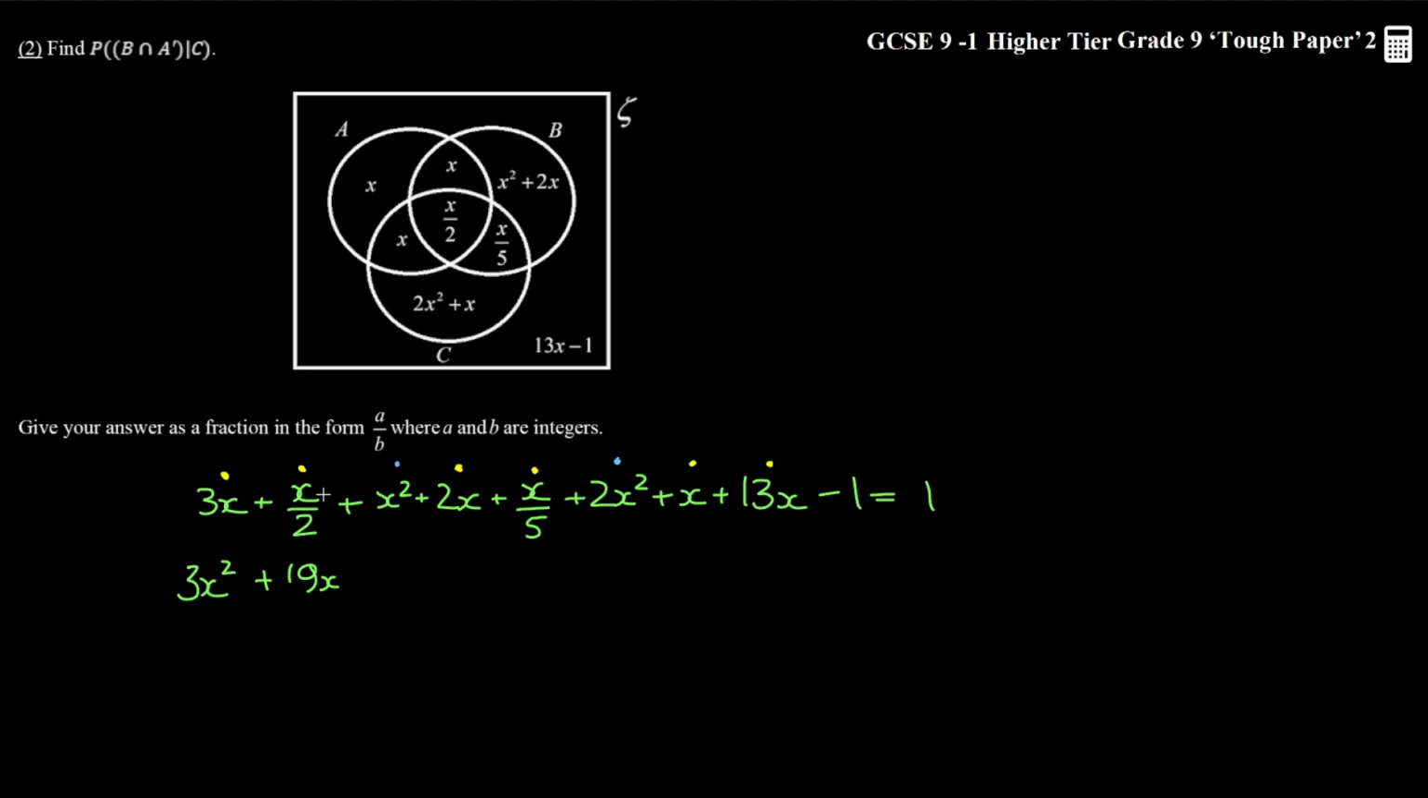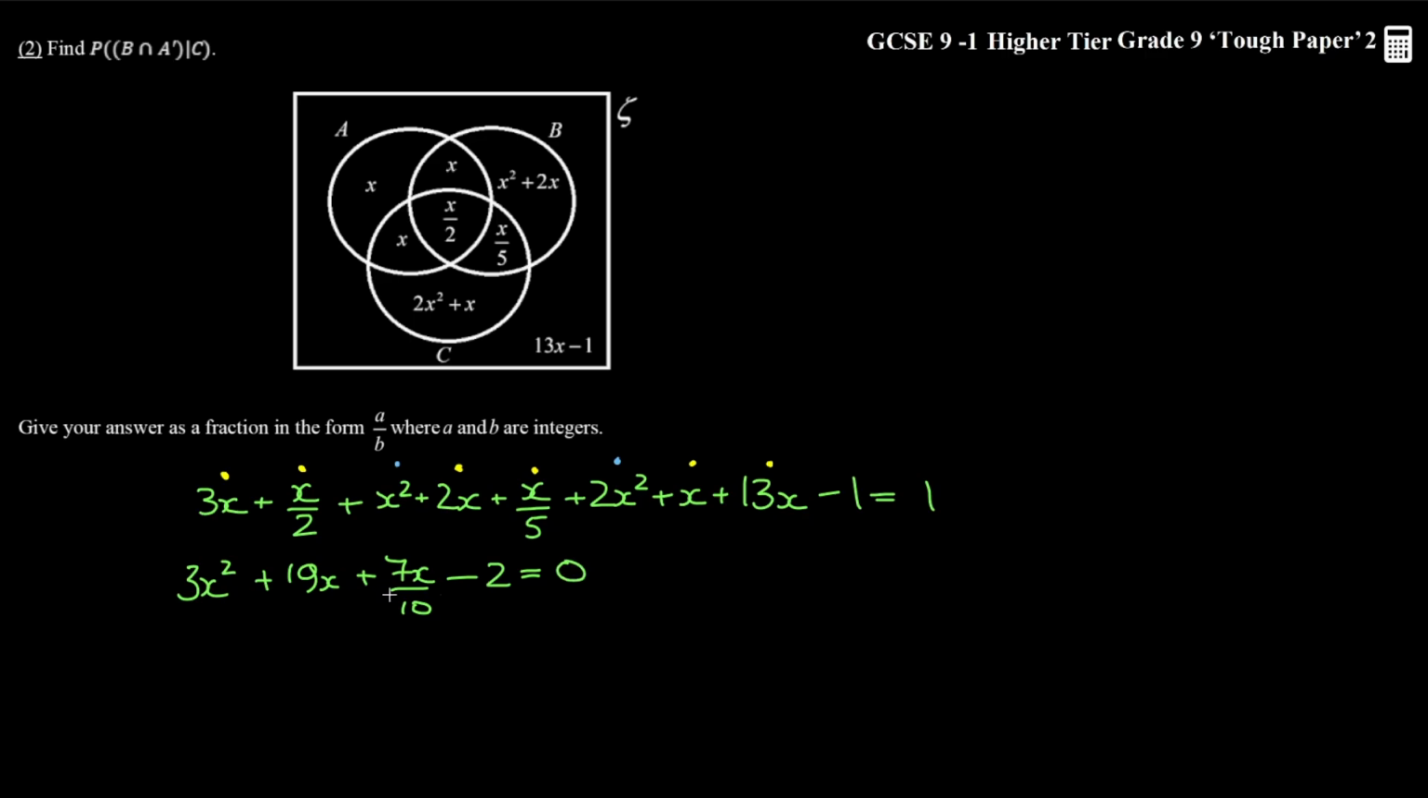Now these 2 fractions, if I put them both on a common denominator of 10, this will be 5x over 10, and this will be 2x over 10. So this is plus 7x over 10. And now the numbers, I've got -1, and it will be joined by another -1 when I move it to the other side. So this is -2 is equal to 0.